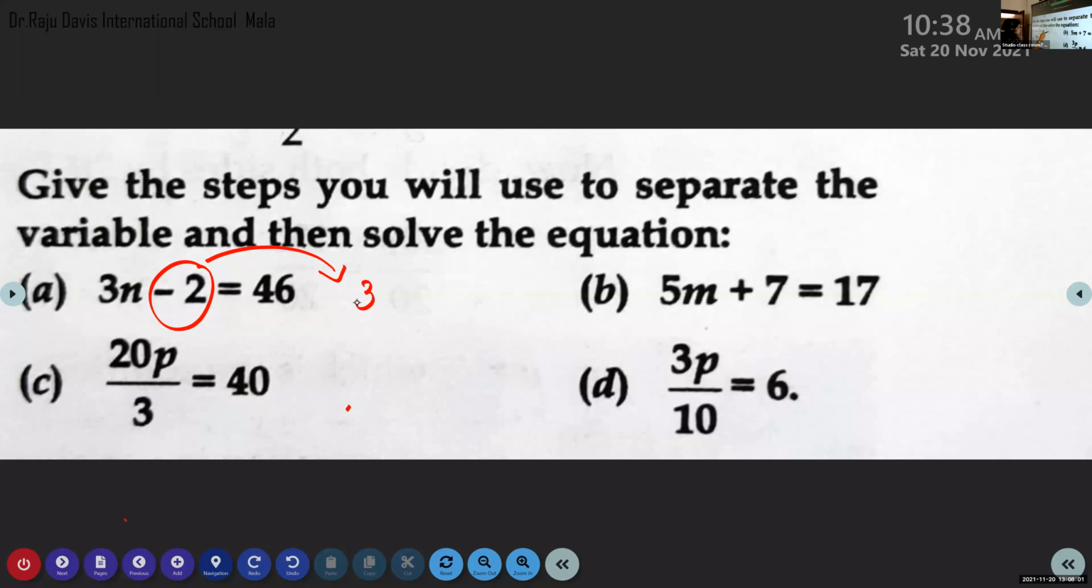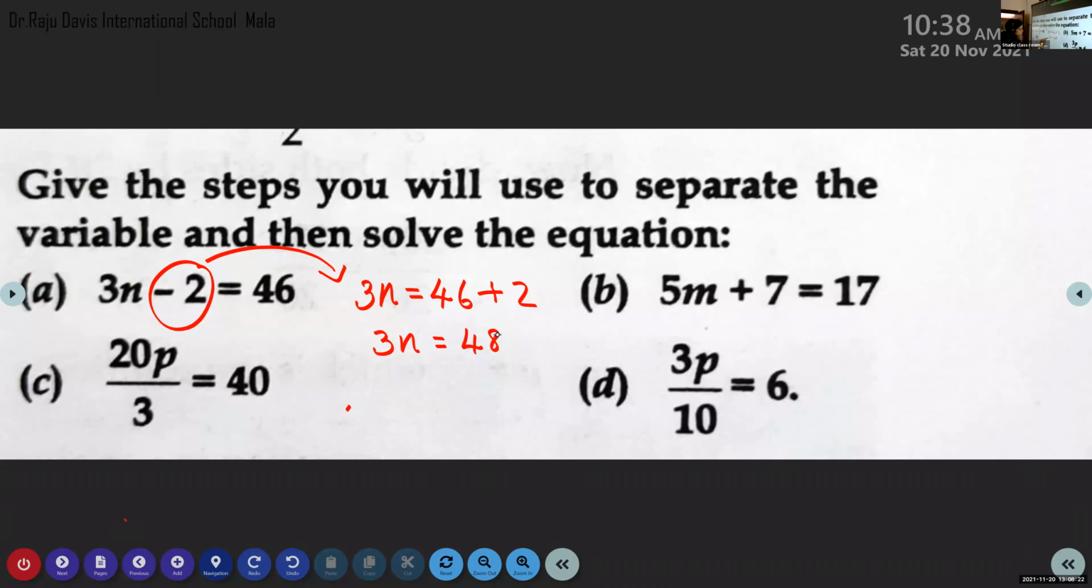So what will be the equation now? Come on, tell me. 3n on the left side is equal to 42 plus 2, plus, isn't it? 3n is equal to 44? Yes, ma'am, 44. So now you can easily solve it.